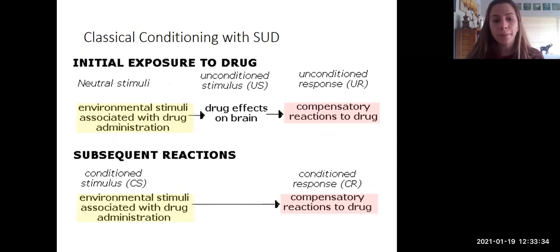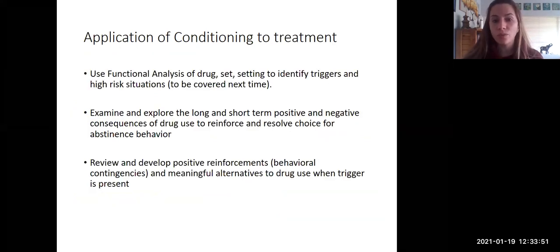And over time, those variables begin to trigger the same compensatory response as the drug itself. And they're interacting with this thousands of times a day. So trigger identification is really, really important and helpful to helping people prevent relapse. You can do this in a couple different ways.